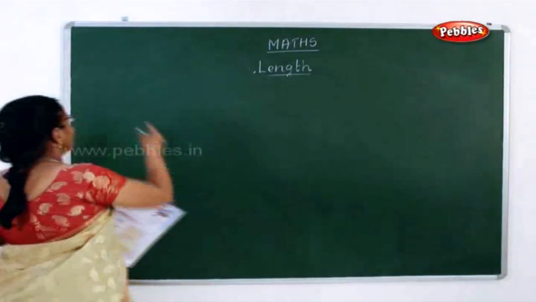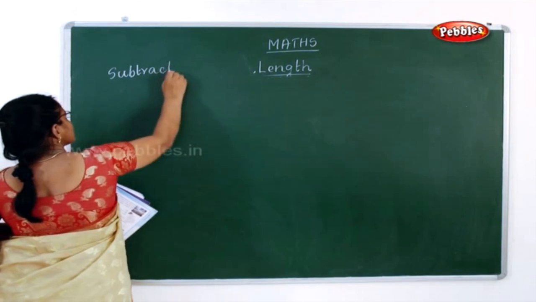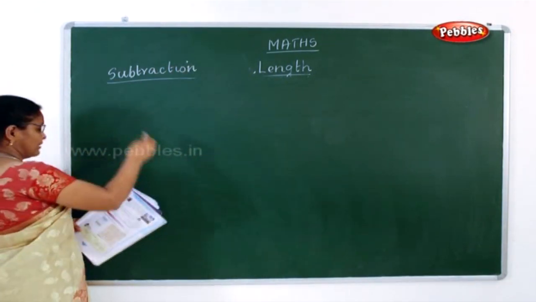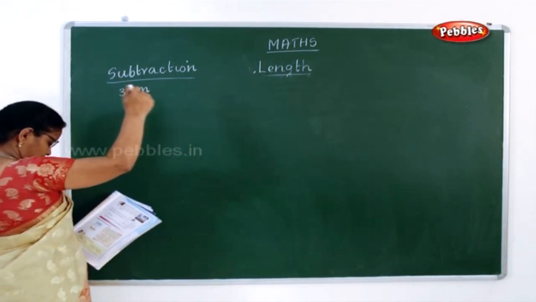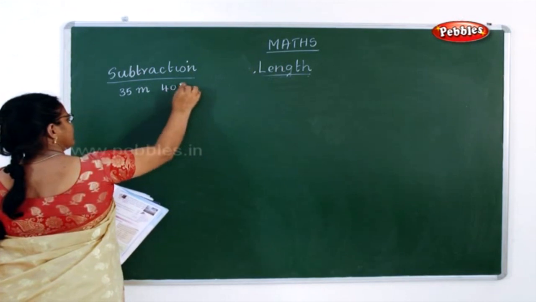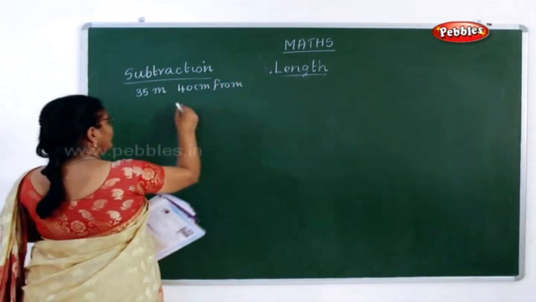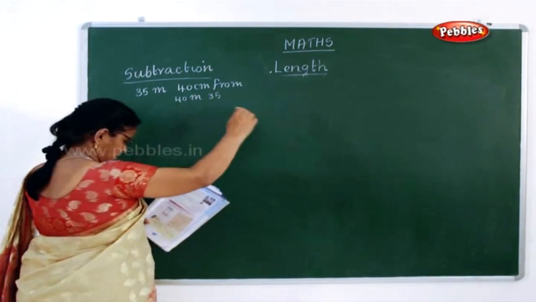Next one we will go on with subtraction. So we have finished addition. Now we are going to go with subtraction. Subtract 35 meter and 40 centimeter from 40 meter and 35 centimeter.